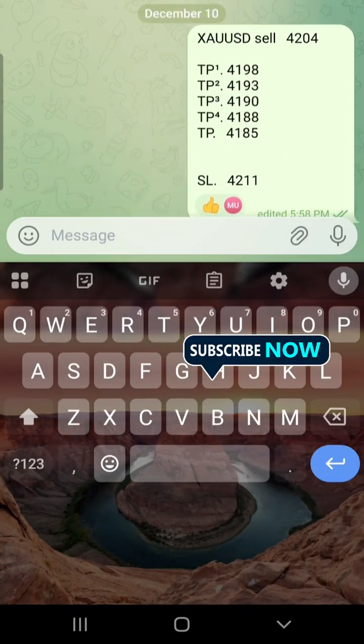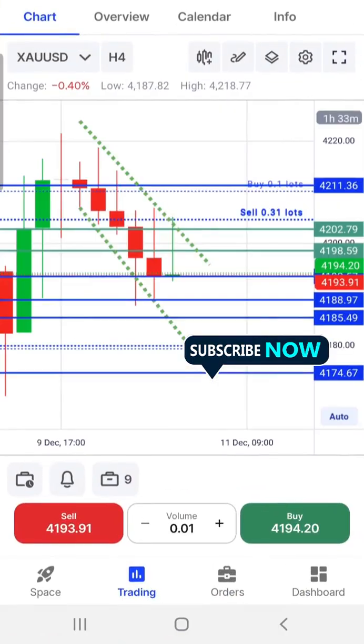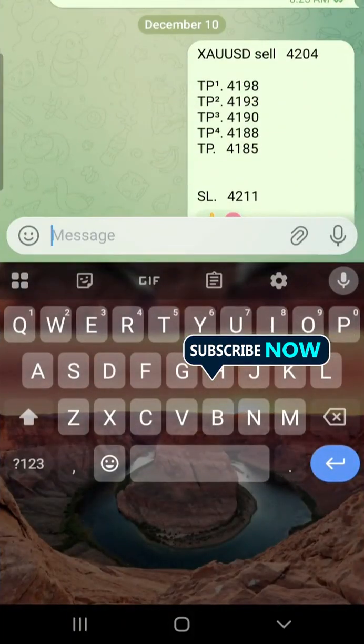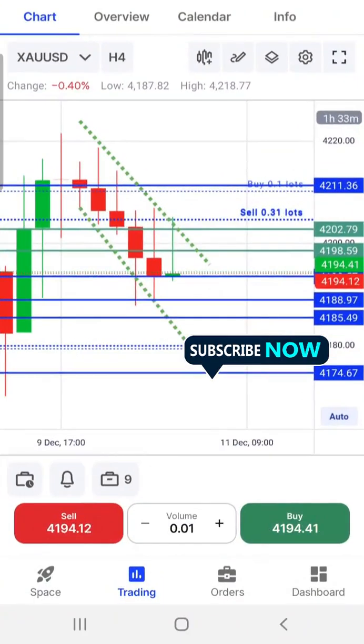So when I saw it at 4202, before I was done typing, it had moved up to 4204. So I gave them the signal at 4204, and gave them the stop loss at 4211, and the take profit 1, take profit 2. Currently the market is at take profit. So let's go back there so you can see for yourself. You can see the market here at 4194. Look at it, 4193 is TP2. So at this point we have cleared TP1 already and TP2.